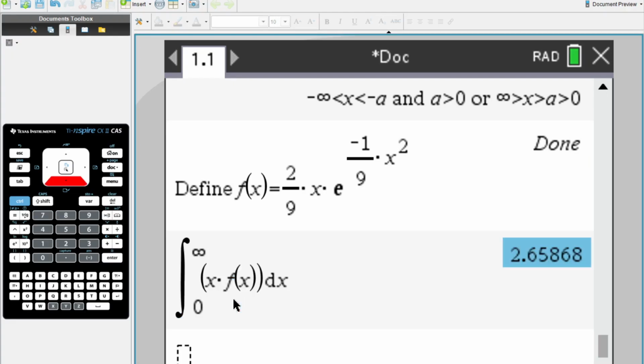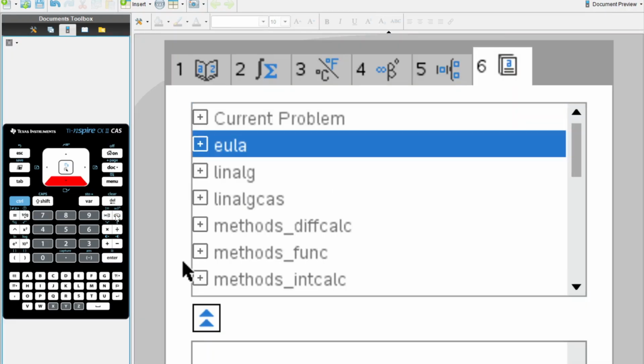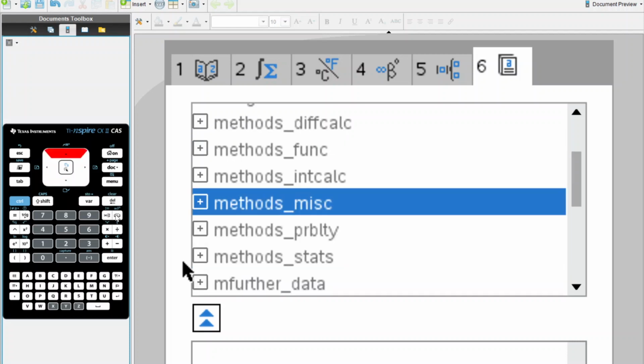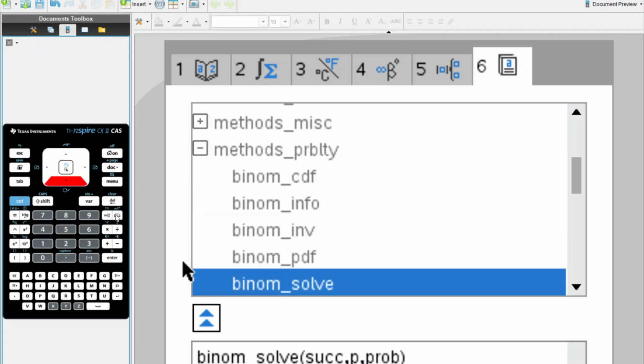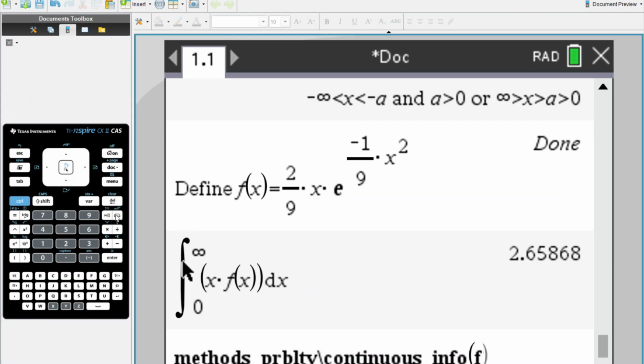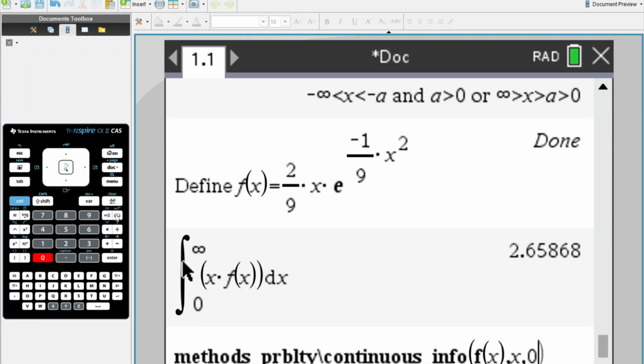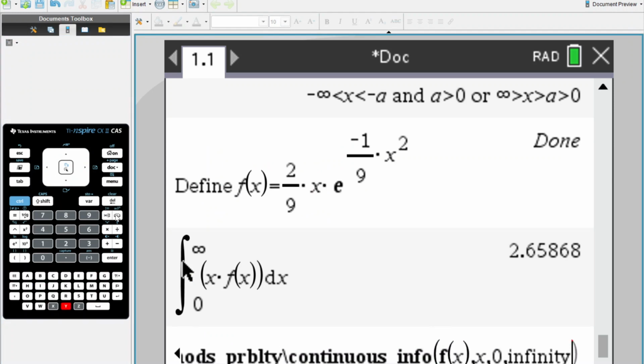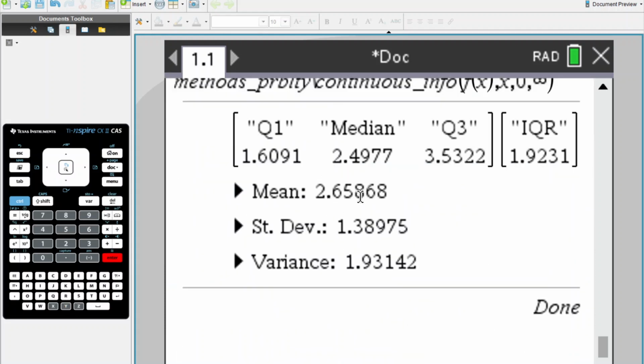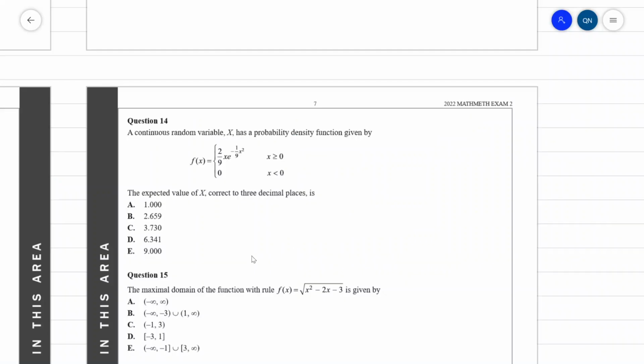Okay, and another way to do it, which may be a bit faster than having to type in this integral, is you can go to menu, probability, continuous info, then just type in f of x, comma x, comma, where are you interested? 0 to infinity, and it gives you the expected value, which is the mean. That's 2.65. Let's go with option B.